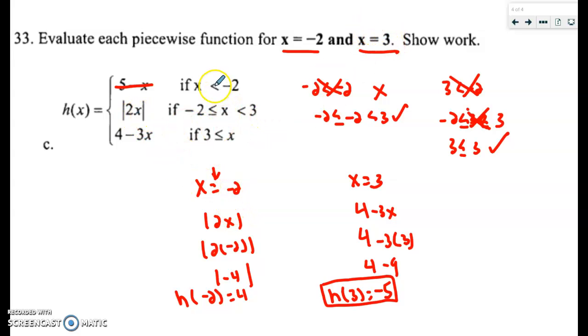And 3 is not less than -2, so I'm not plugging it into this one. 3 is not in between -2 and 3 because it's not equal to 3. But 3 is greater than or equal to 3, so that's why I plugged it into 4 minus 3x.